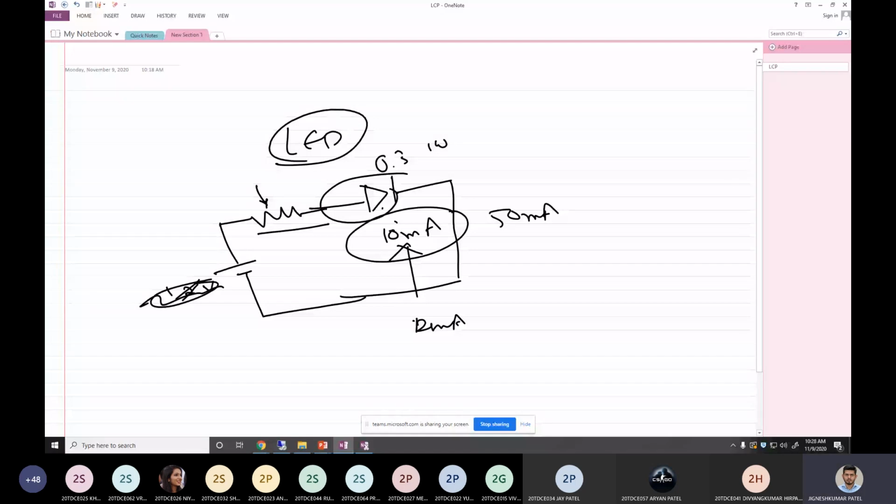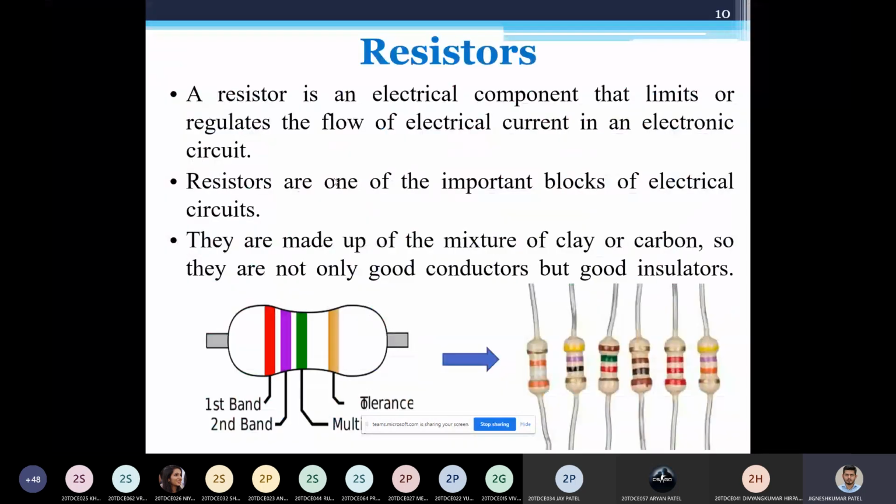Or what you can do is you can just connect a potentiometer like this. So if I vary this, my resistance will go either direction, either up or down. So this is a basic example of a resistor and how you can use that resistor in real life.